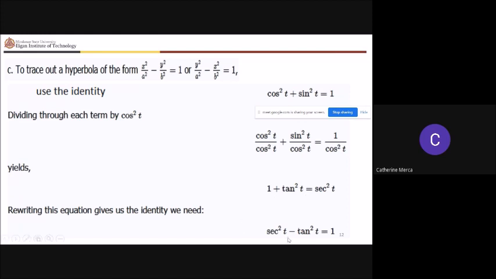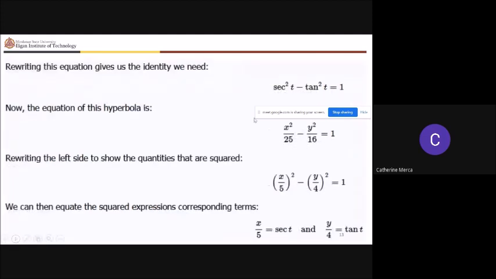Okay? So from here, what do we have now? When you are able to rewrite that, you have this identity. So the equation of the hyperbola will now become x squared over 25. Meaning, x over 5 becomes your secant, because it is squared. Then minus, that is tangent squared. So y over 16, meaning y over 4 becomes your tangent of t. Follow so far?